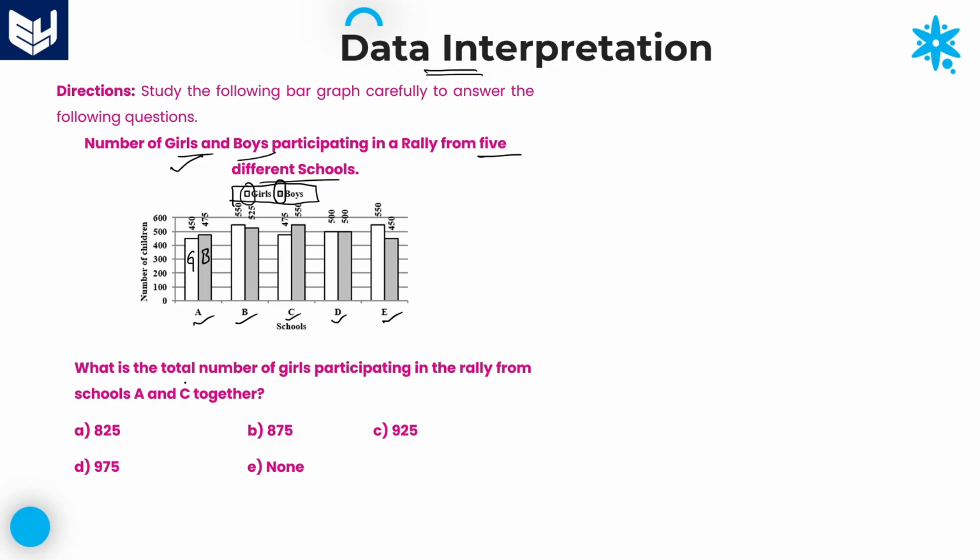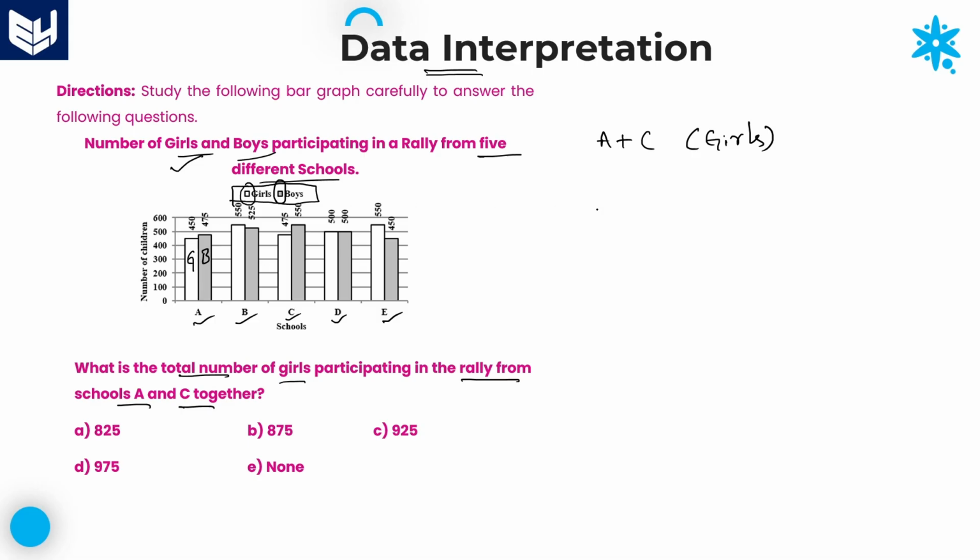Look at the first question. What is the total number of girls participating in a rally from schools A and C together? Here the question is A and C together, the total number of girls participating. Girls' representation is white color.